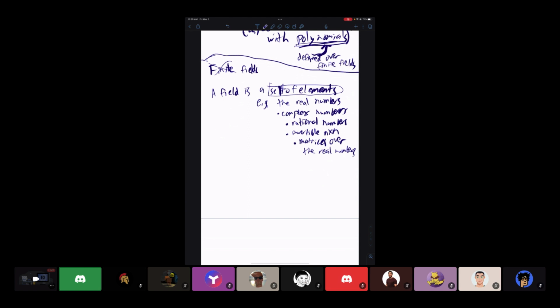Okay, so what do we require of our set of elements? We basically require that you can add, subtract, multiply, and divide any two field elements, with the caveat that you cannot divide by 0.